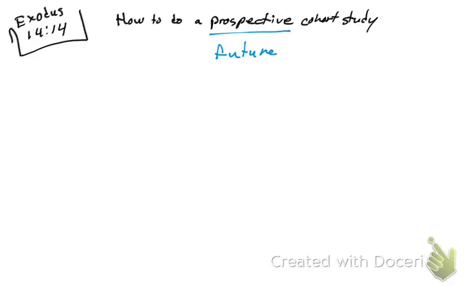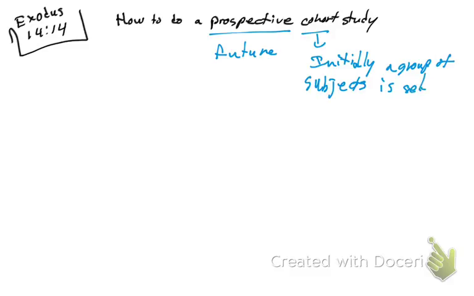And when I see the word cohort, basically it is a group of subjects that is selected. So you have those things. So you select your group.